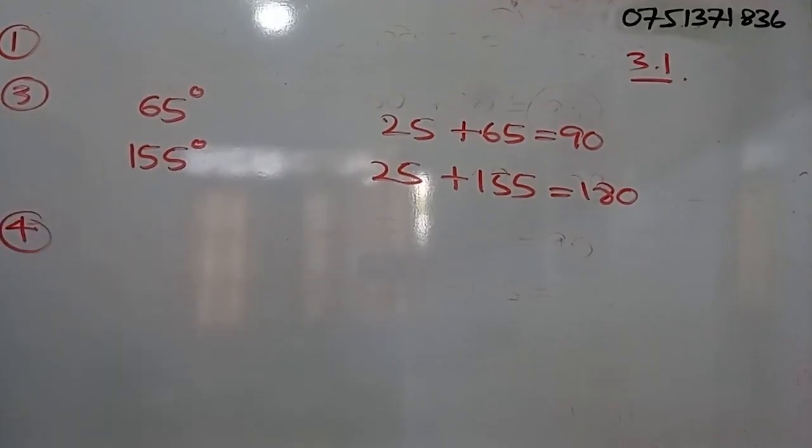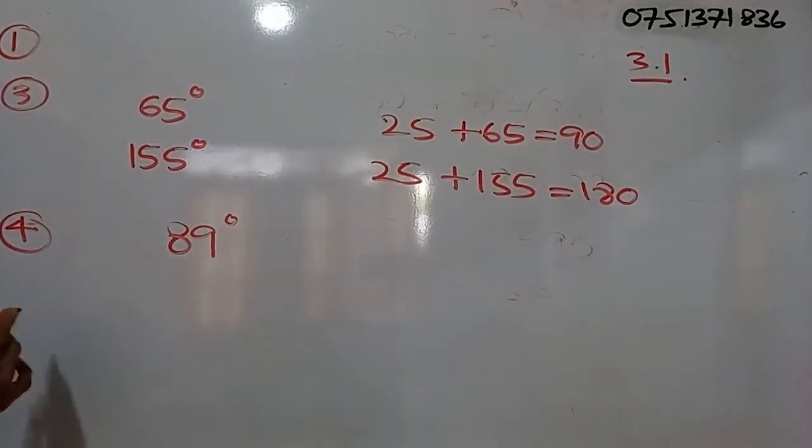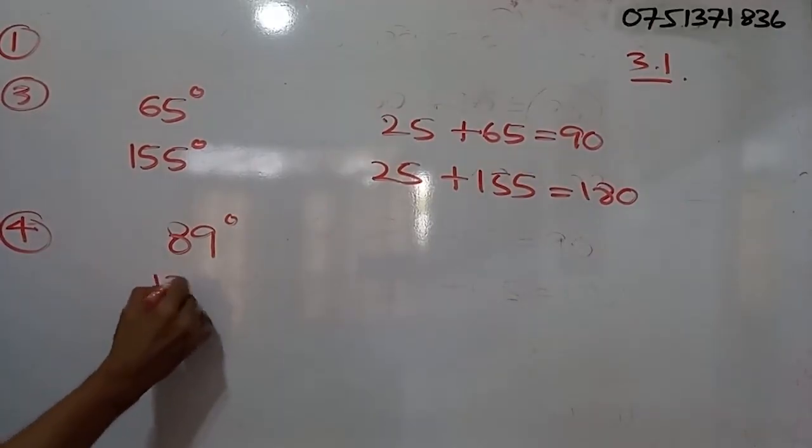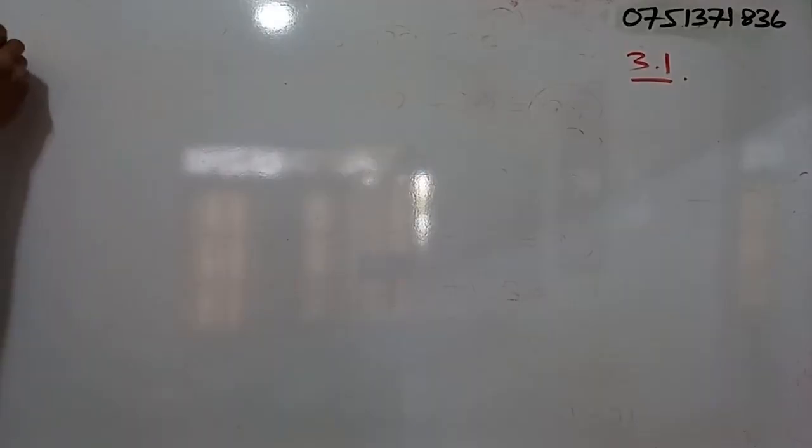The complement of 1 degree. Complement of 1 degree, that is 89 degrees. So the supplement of 1 degree is 179 degrees. Right. So that is the end of question number 1. So this is question number 2.